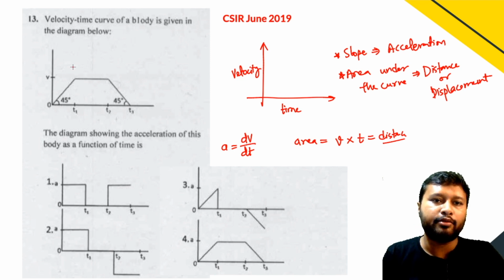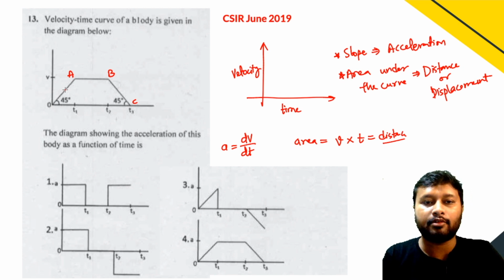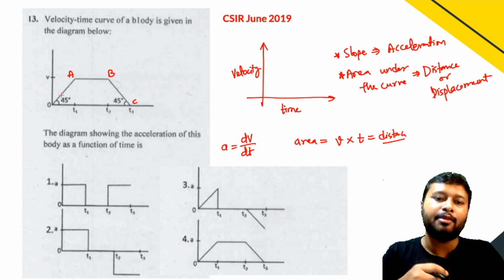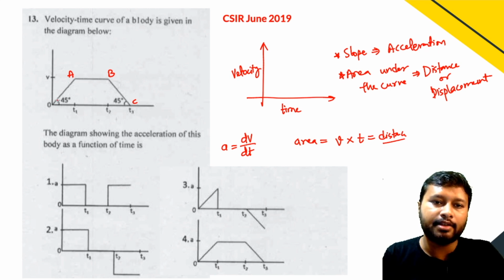Now here you have to see that the velocity-time curve of a body is given in the diagram below. Let's make them points. Let's say this is point O, this is point A, this is point B, and this is point C. What's happening between point O and A? Between O and A, the body is accelerating, and the slope is becoming positive. So that means there is a certain acceleration. And since this slope is linear, or you can say it's a constant increase, we will say that the acceleration is constant. So between OA, there is a constant acceleration.